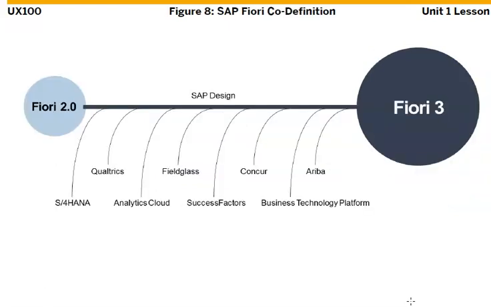So from Theory 2.0 to Theory 3.0, S4 HANA is being integrated, Qualtrics is being integrated, Analytics Cloud is integrated, Fieldglass, SuccessFactors, Concur, these all were acquired by SAP. So Qualtrics, Fieldglass, Concur and Ariba, what we see on the top, are all acquired by SAP and are integrated into SAP now. Even SuccessFactors was also acquired by SAP from outside. Business Technology Platform is something which SAP has developed on its own.